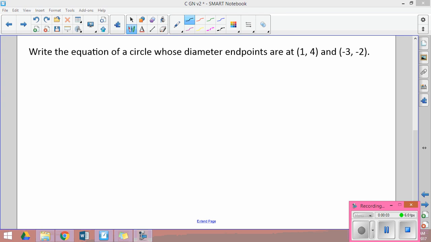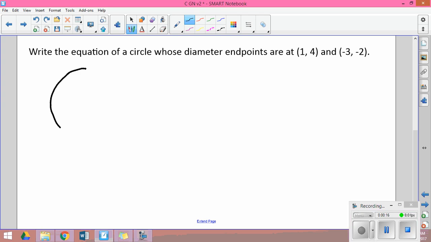Another way that we can represent a circle and ultimately get the equation of that circle is if we know facts about the circle, like the endpoints of a diameter. So I always like to sketch a really rough picture just so I have a visual of what I am doing. This problem says write the equation of a circle whose diameter endpoints are at (1, 4) and (-3, -2).